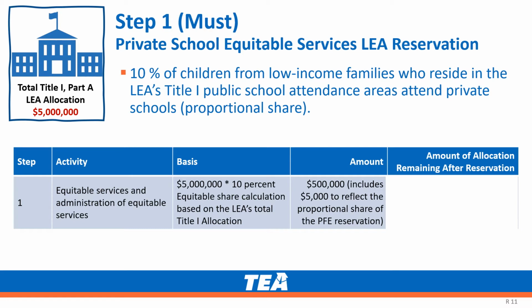Keep in mind that this amount includes the amount required for parent and family engagement for families of participating private school students, which would be $5,000, which is 1% of $500,000. After the equitable services and administration of equitable services reservation, the LEA has $4.5 million left.